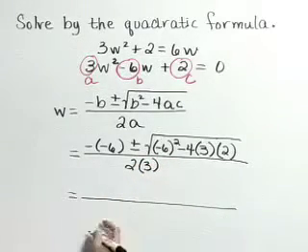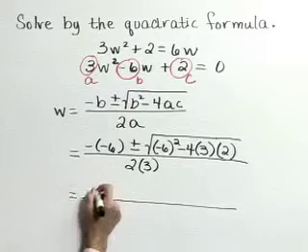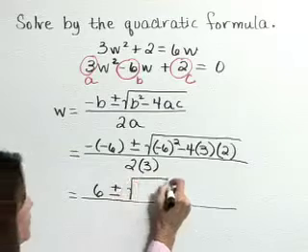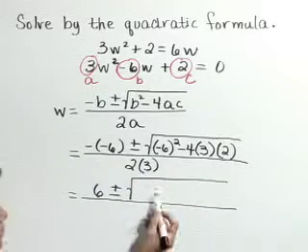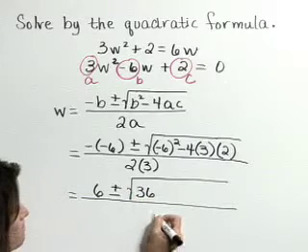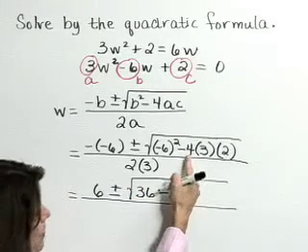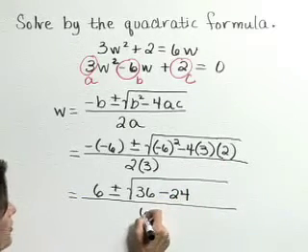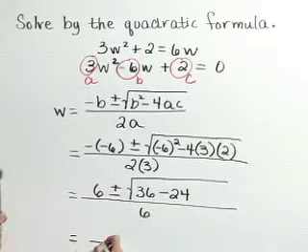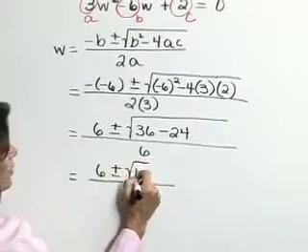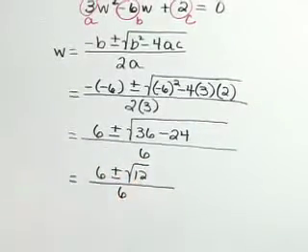Now let's clean this up. The opposite of negative 6 is positive 6, plus or minus, underneath the radical, negative 6 squared is 36, minus 4 times 3 is 12, times 2 is 24, and that's all over 6. So this becomes 6 plus or minus the square root of 12 all over 6.